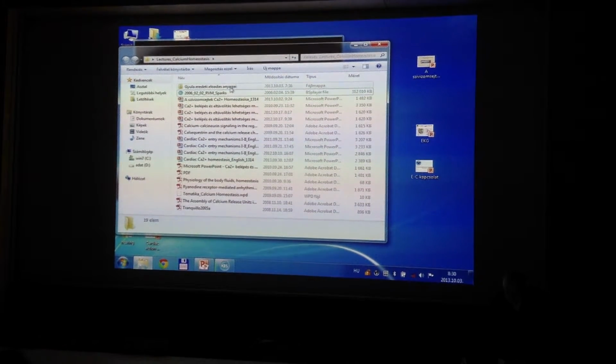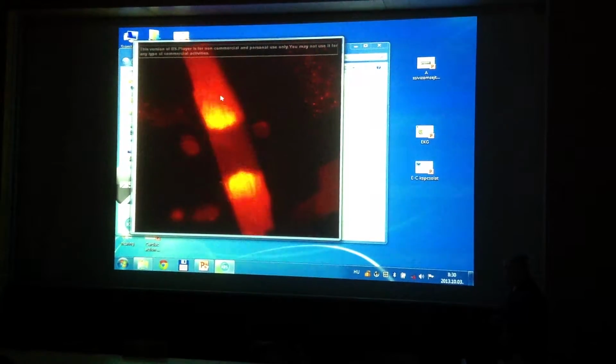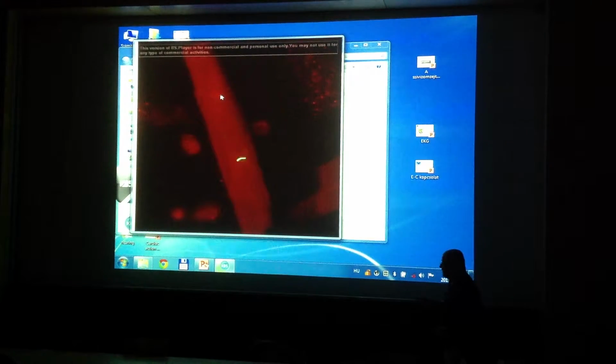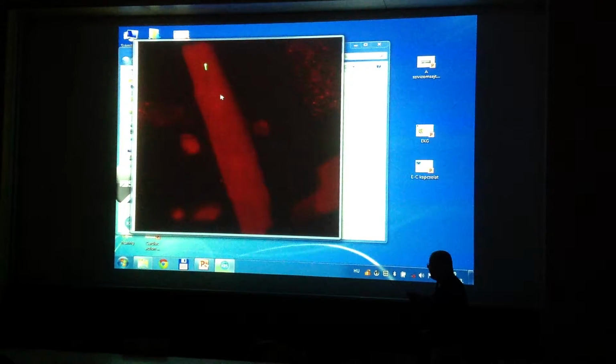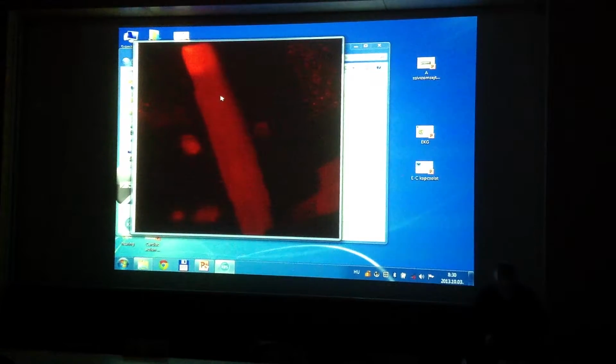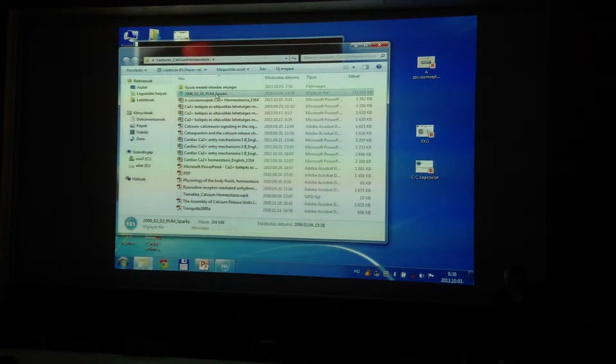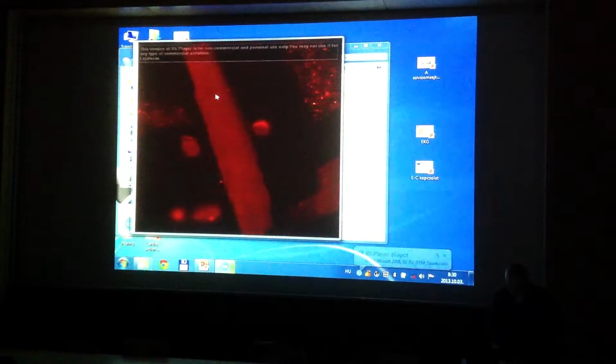What we are going to see here is a cardiac myocyte, and these sparks, these flashes here, are spontaneous calcium releases from the ryanodine receptors. And the waves here: when the action potential activates the cardiac myocyte, this propagating wave is going to activate the whole cell.